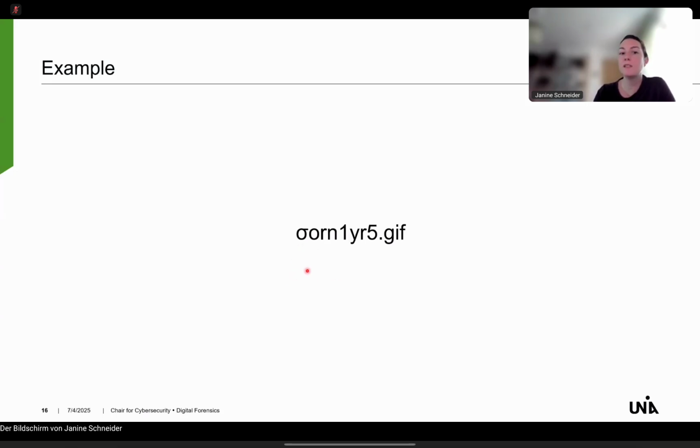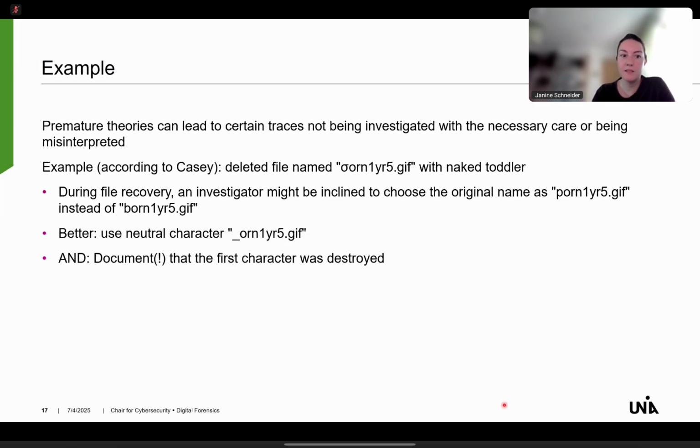People tend, or could tend, to think immediately, oh, porn, okay, I know what person we have here. And that's a problem, right? So here you have the example again on the slide, and the most important thing is that in such cases, in the forensic report, you shouldn't write it could be porn, but it could also be born. You should write, okay, we don't know it. The first character was deleted.